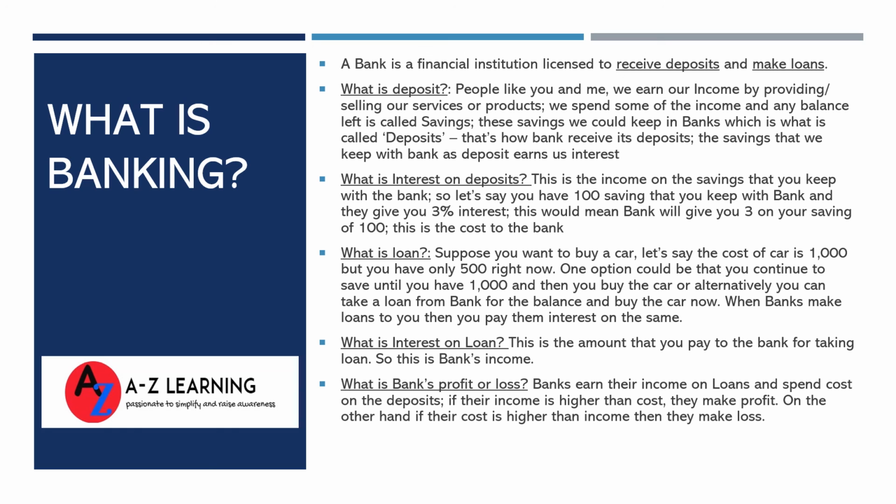So, just to recap, two main activities of the bank. They receive deposits from people like you and me, and they give loans to people like you and me. On the money that they give as loans, they earn income, which is the interest received. On the deposits, they pay interest, which is their cost. So as long as their income is higher than cost, they will make a profit.